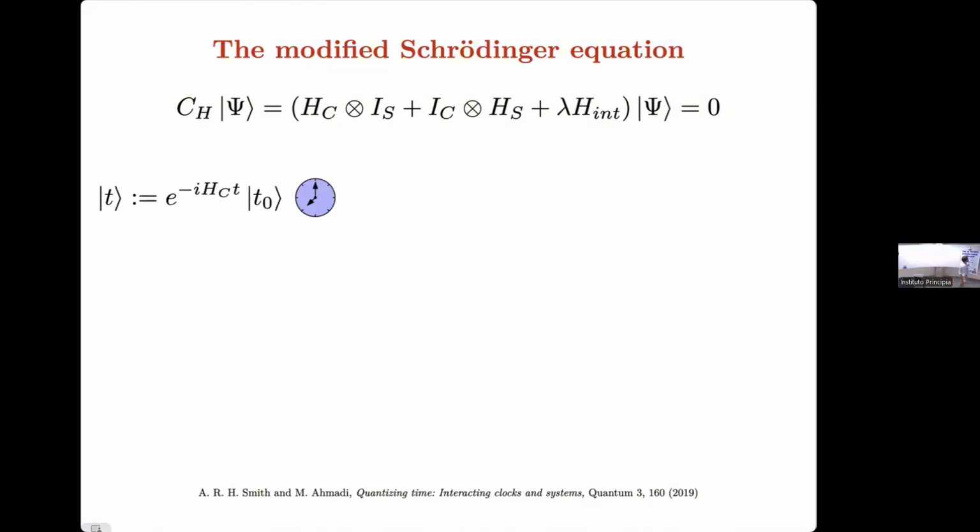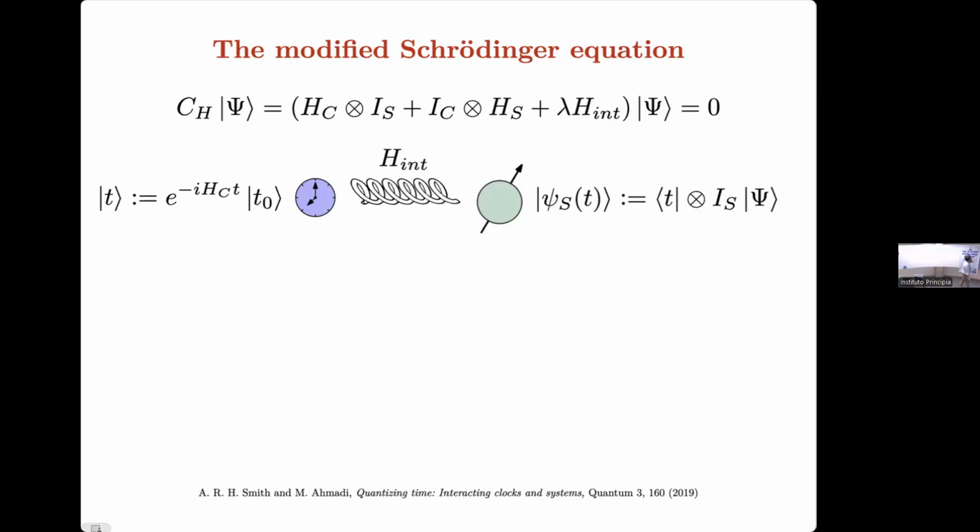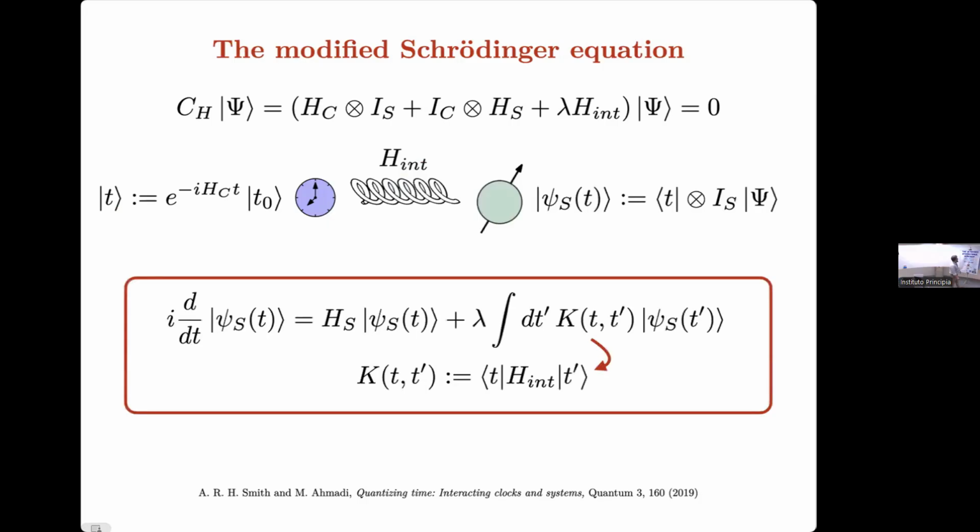So again, I can define my clock states as before and associate them with the covariant POVM. I can define a conditional state, and then I can ask, what is the differential equation that this satisfies? And I now have some interaction between them. And you get something that looks like this. So we call this the modified Schrodinger equation.